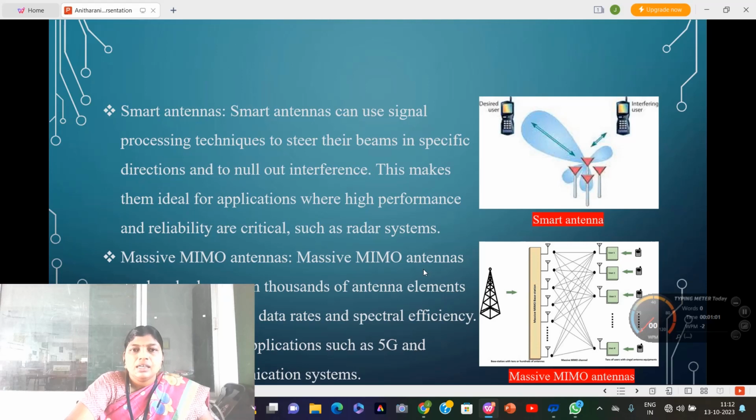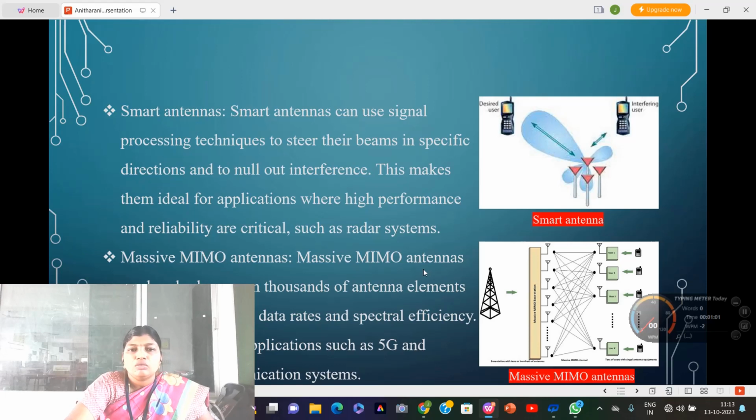Smart antennas. Smart antennas can use signal processing techniques to steer their beams in specific directions and to null out interference. So the main purpose is to reduce the interference. This makes them ideal for applications where high performance and reliability are critical, such as radar systems and communication.